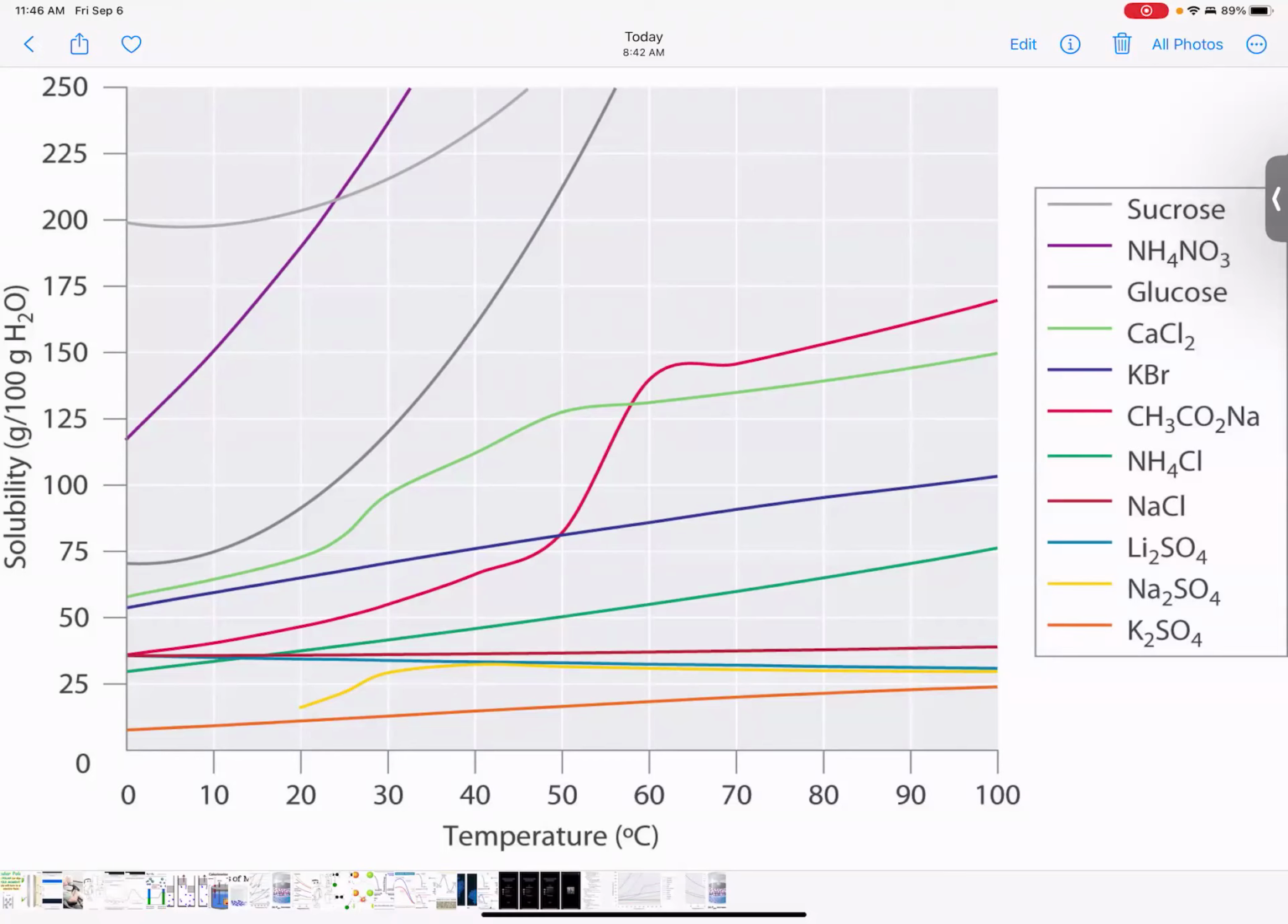Now, let's say I have 175 grams of glucose in 100 grams of water. Glucose is this line. And I have 175, and I'm at 20 degrees Celsius. I'm right there. What type of solution do I have? This would be supersaturated because it is above the glucose line at that temperature.